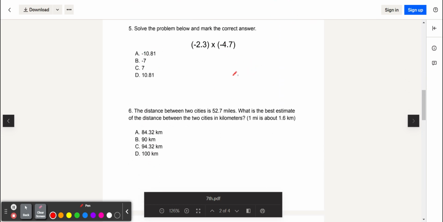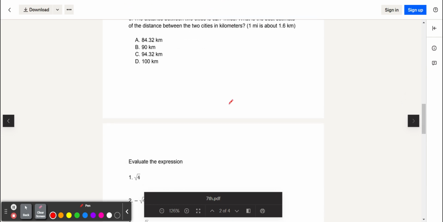This is similar to the one before, except two negatives, so the final answer will be positive, and then you can just work it out on your own. It'll be either C or D.